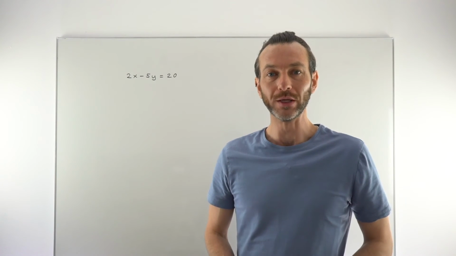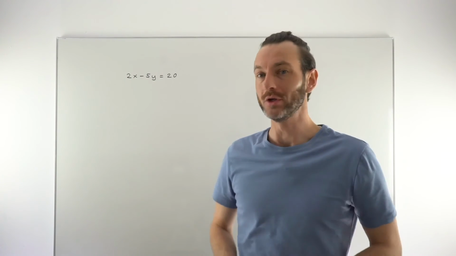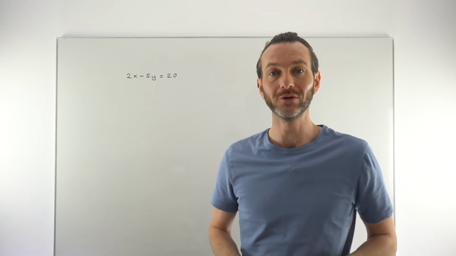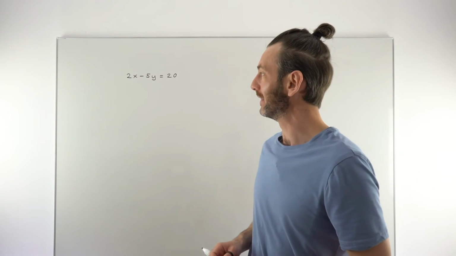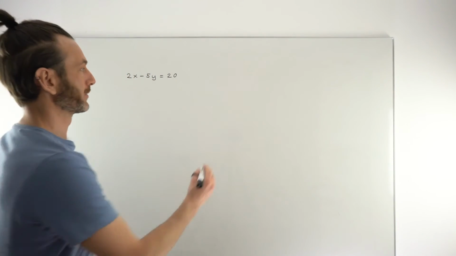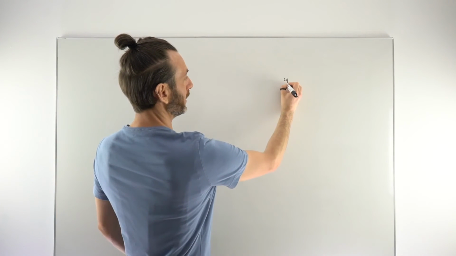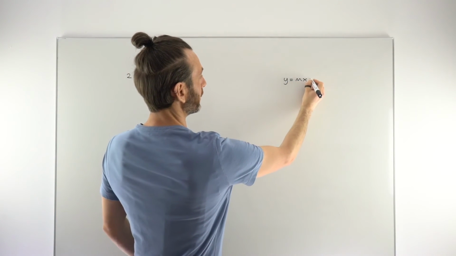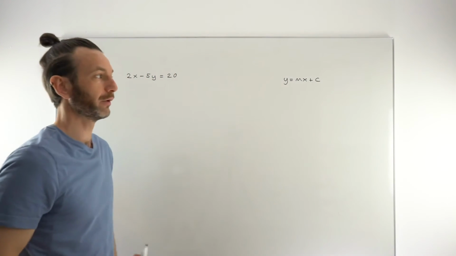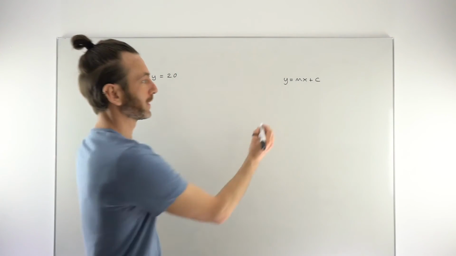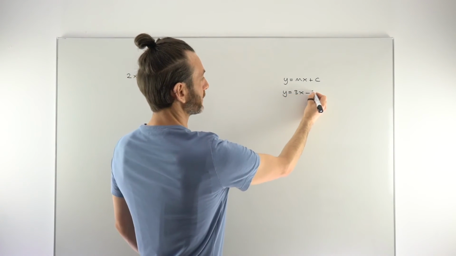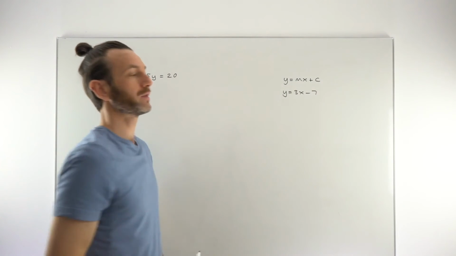In this question, we're being told that this is a straight line equation, and we're being asked to find the point where the line cuts over the y-axis, so in other words, the y-intercept. So clearly this is not in the correct format of a straight line. If it was in the correct format of a straight line, which remember is y equals mx plus c, then we would just be able to read off this c value, which is the y-intercept. So for example, if we had the equation y equals 3x minus 7, then that minus 7 is the y-intercept.